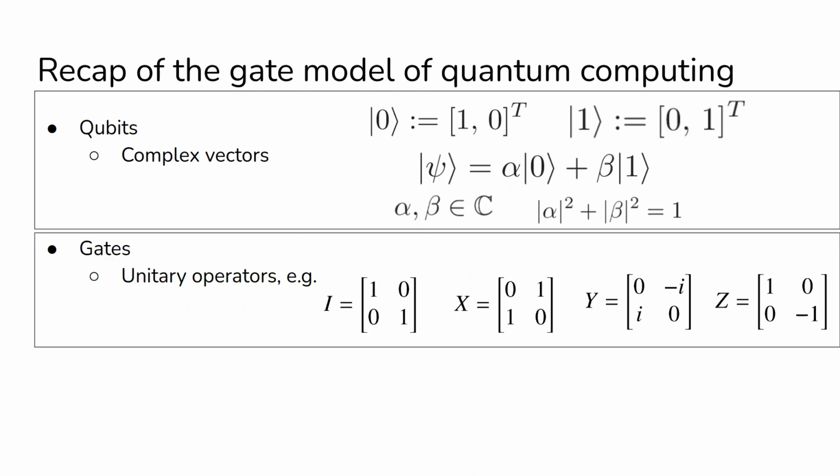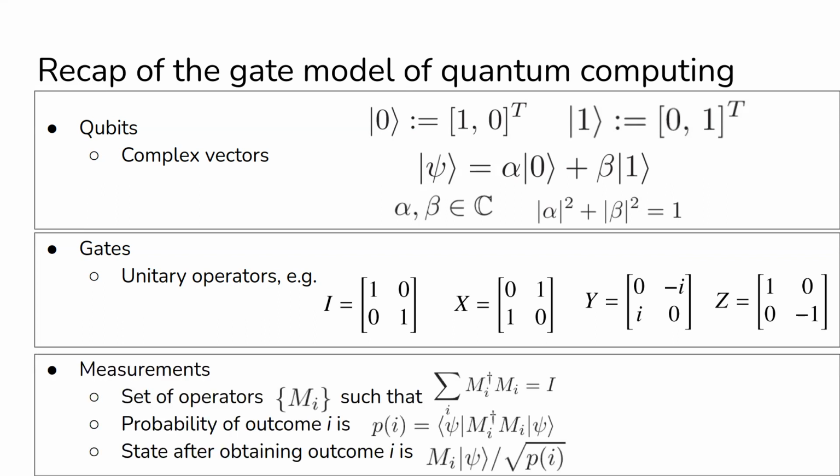We have gates, and gates can be any unitaries, but I want to highlight the Paulis in particular. The Paulis are big in error correction. They're big in a lot of different places in quantum computing. So burn these into your memory. I'll define them later when we need them. But these are the four Pauli unitaries.